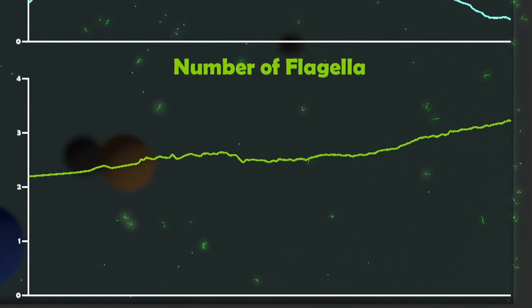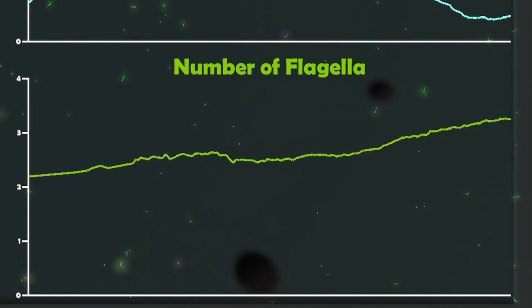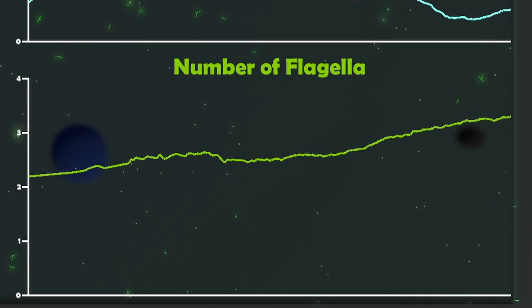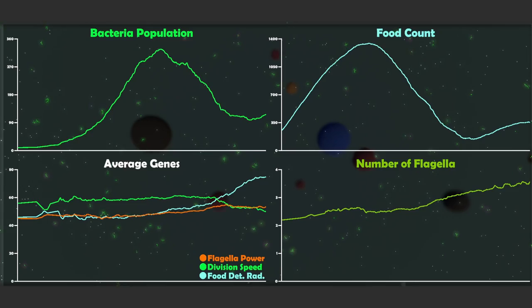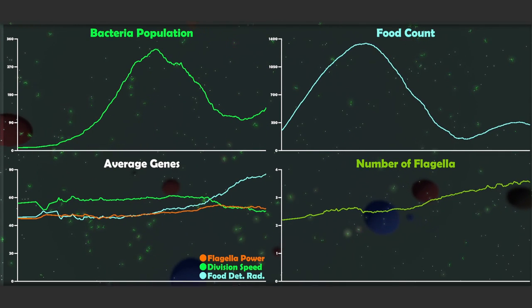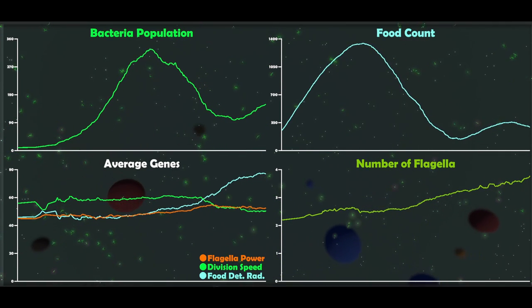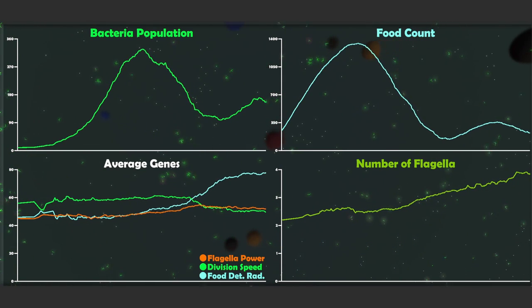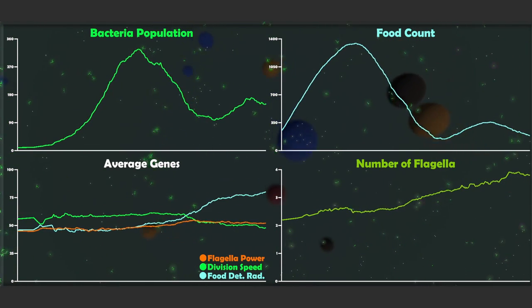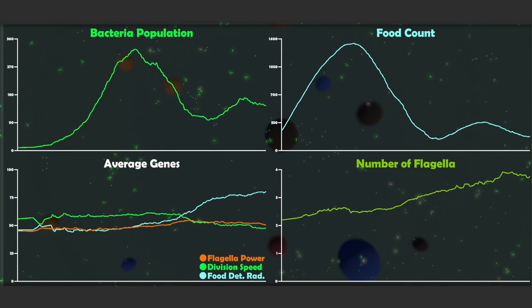The number of flagella is steadily increasing though, which makes sense since more flagella means they have more options to move and they waste less energy tumbling. One thing to notice though is that towards the end, when the food is at its absolute minimum, the gene for food detection radius starts to steadily increase. I believe this is because as there is less food around, the ability of having a larger range to detect food starts to become helpful. Now, I want to explore this further.